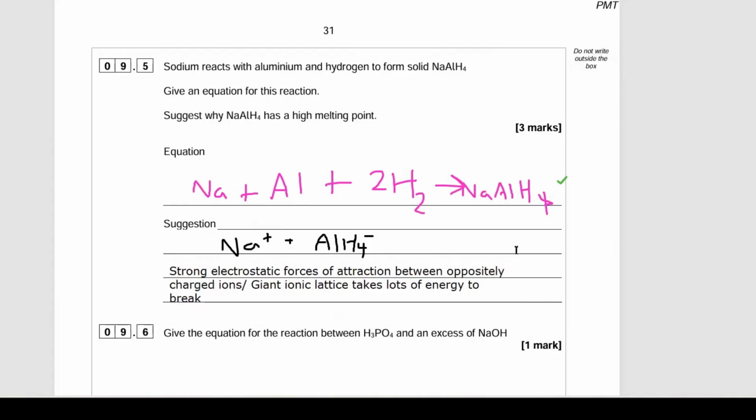So there are lots of strong electrostatic forces of attraction. Let's put the word lots there. They're called ionic bonds, so I'm going to put in brackets ionic bonds. Lots of strong electrostatic forces of attraction known as ionic bonds. These forces of attraction are between oppositely charged ions. It's a giant ionic lattice, hence the lots. So it takes lots of energy to break all of those. Okay, boom, bam, bang.